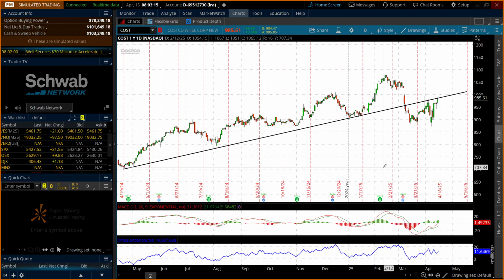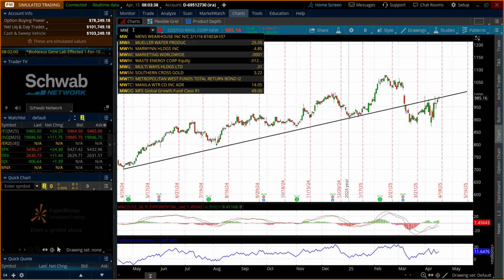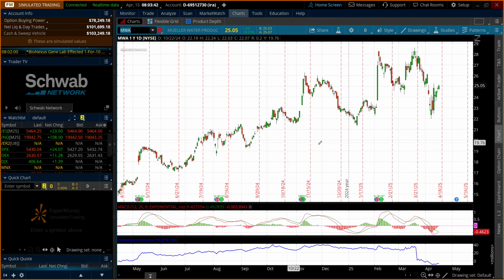I think Costco has very bullish fundamentals. So even though this chart looks a little bearish, it broke its support level, I'd be hesitant to bet on the downside on Costco. I think if anything, I'd bet on the upside. As soon as the tariffs are resolved, I think Costco goes higher. Let's take a look at MWA. Okay, Mueller Water Products.